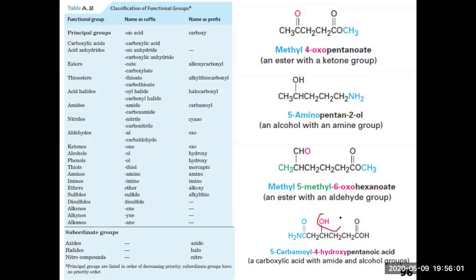For an alcohol group, the prefix that you will use is hydroxy, and for an amide group, the prefix that we shall use will be carbamoyl. So the name for this one will be 5-carbamoyl-4-hydroxypentanoic acid. So we now know which functional groups to choose if we are given polyfunctional organic molecules.